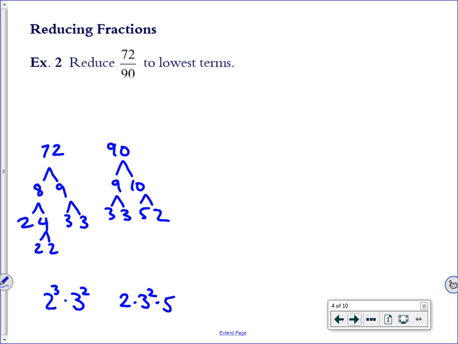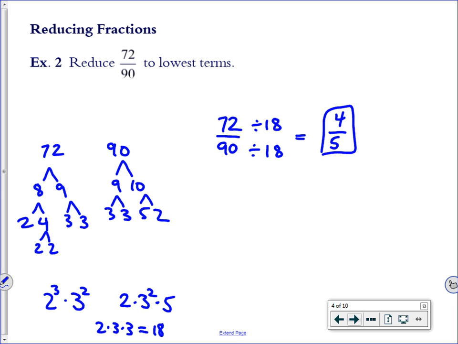And then I'm looking for anything they have in common. It looks like they both have 1 2, and they both have 2 3s. So 2 times 3 times 3, which is 18. That's going to be the greatest common factor of 72 and 90. So if I set up the fraction, 72 over 90, divide both the numerator and denominator by 18, I'll get this thing reduced to lowest terms, which is going to be 4/5. Nice way to do it without a calculator as well.